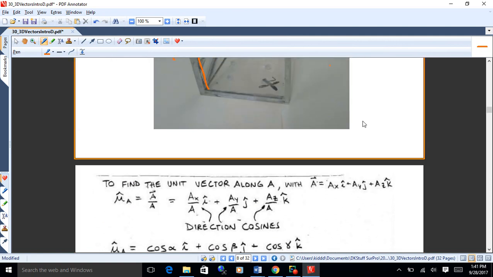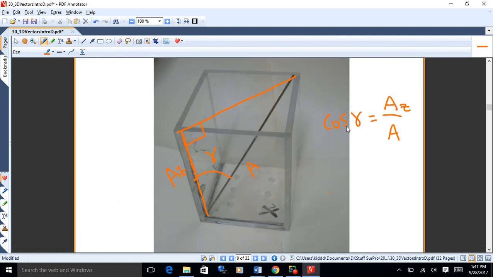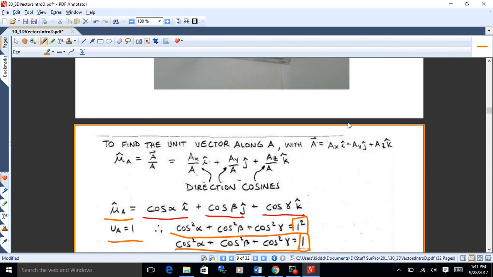Okay, so the key facts here are, when you've got a 3D unit vector, the components of that vector are the cosines of the angles that the vector itself makes with the x, y, and z axes. And those angles are called alpha, beta, and gamma. All right?